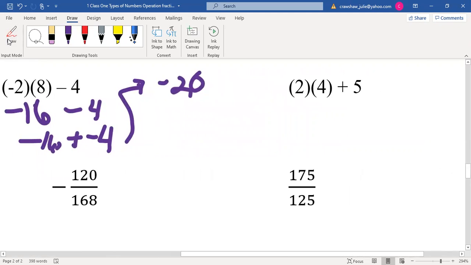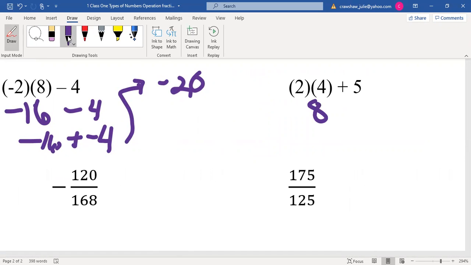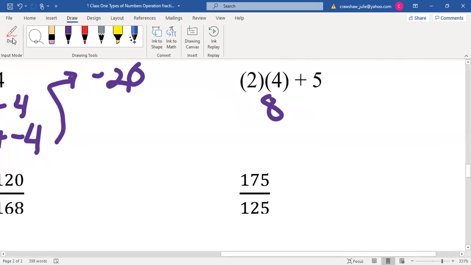My last expression on the first line is 2 times 4 plus 5. Well, the 2 times 4 is going to give me 8. And then plus the 5, I get 13.